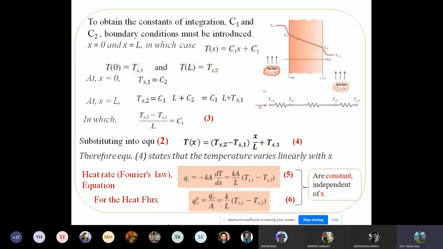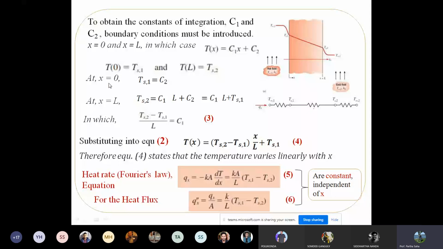Thermal conductivity has the unit watt per meter Kelvin. I am sorry, heat flux is watt per meter square. So that is actually (k/L)(Ts1 − Ts2). Here Ts1 and Ts2 are the temperatures at the inlet and outlet, or you can say plane wall surface 1 and surface 2. L is the distance, or the thickness of the plane wall, and k is the thermal conductivity. This is very straightforward. You can just look into this derivation.